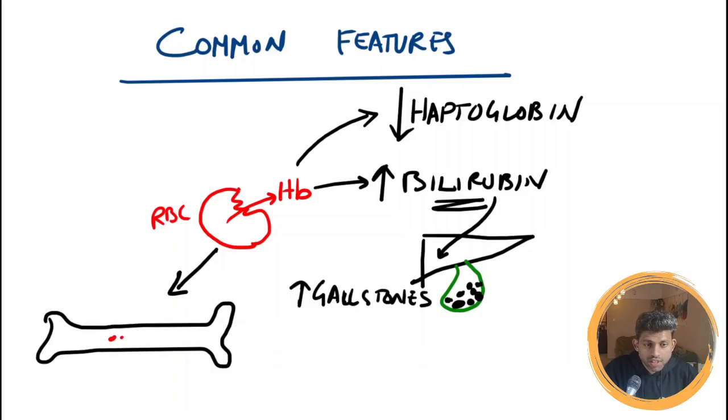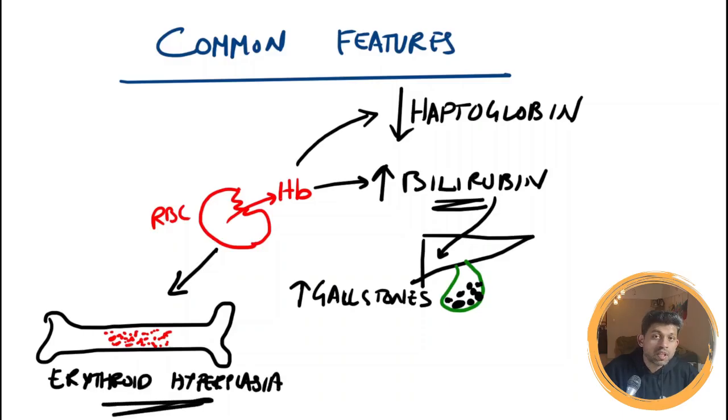Now, because of anemia, erythropoietin production is increased, and it forces the bone marrow to increase the number of precursors of RBCs. This results in erythroid hyperplasia within the bone marrow. And because of erythroid hyperplasia, many young RBCs are released into the circulation, causing reticulocytosis.